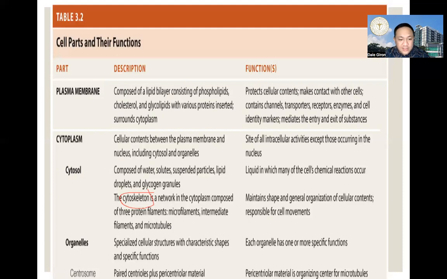When we say organelles, they are actually specialized cellular structures with their characteristic shapes and specific functions. Now, you will have to memorize the function of each organelle that we will be dealing with.